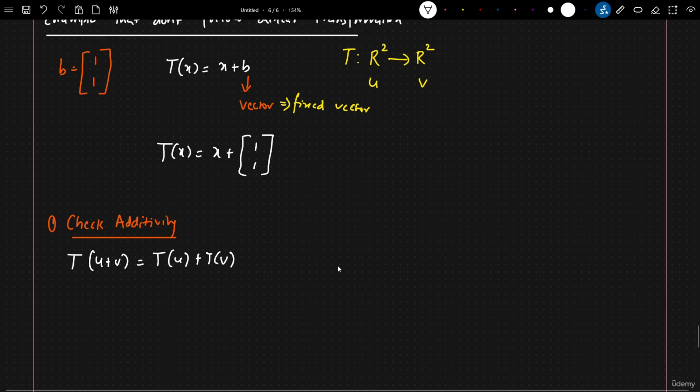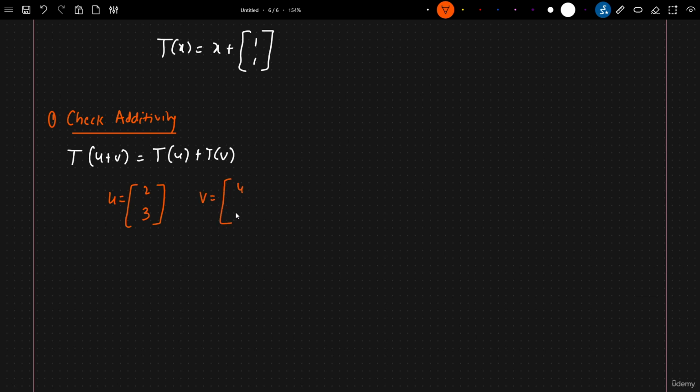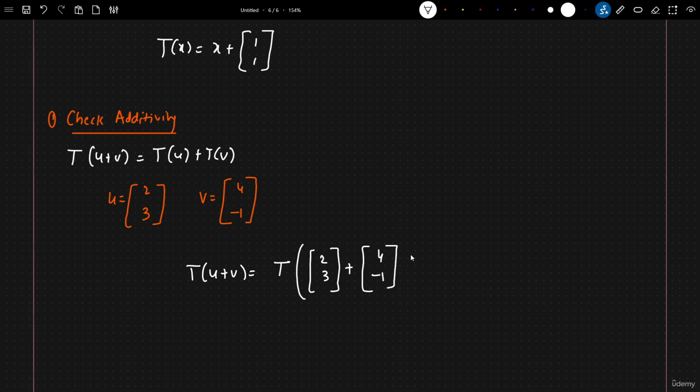So here what we are going to do, let's go ahead and consider our vector u. Let's say our vector u is 2, 3 and vector v is nothing but 4, minus 1. Now with respect to these vectors, let's do the calculation. So here I'm going to write transformation of u plus v. First of all, I will use this transformation and take this vector 2, 3. I'm using some numerical values just to prove it to you, plus 4, minus 1. So here I'm going to get a transformation of 6, 2.